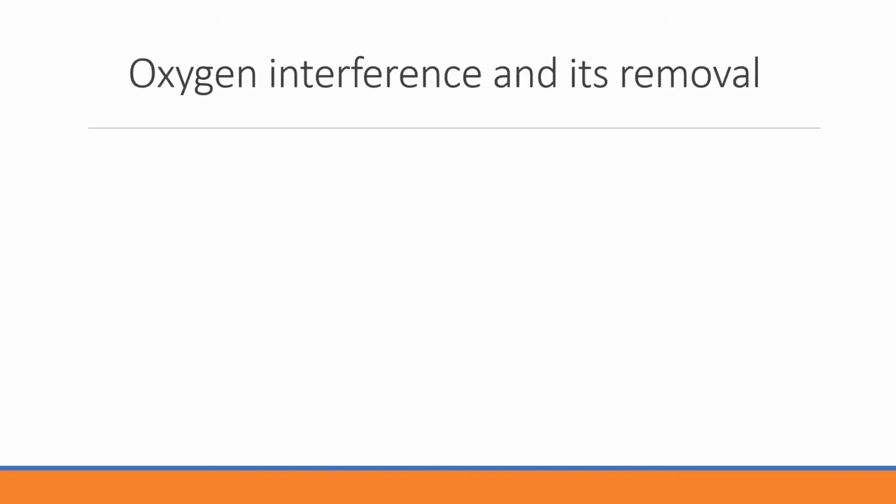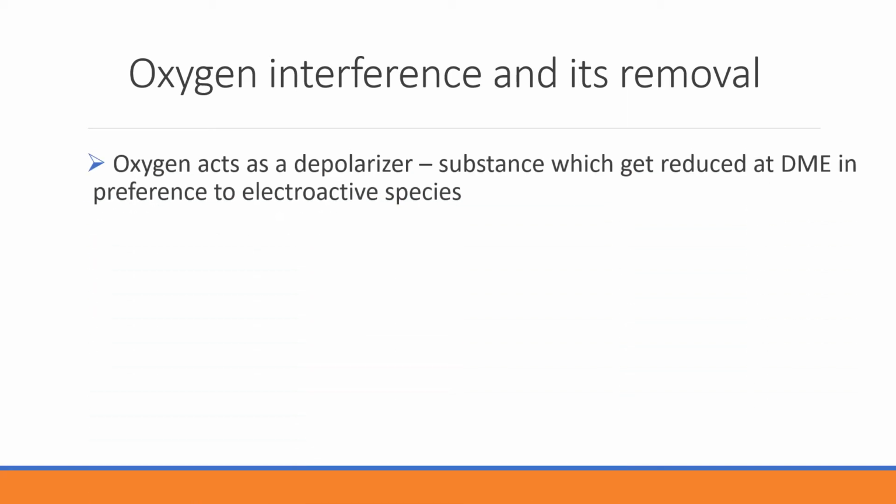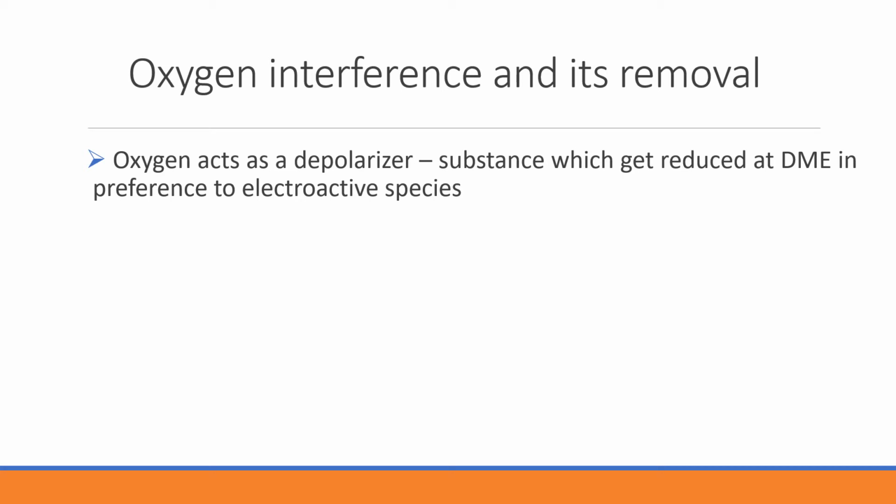First one is oxygen interference. Oxygen which may be present in the sample solution acts as a depolarizer, that is a substance which will get reduced at the working electrode, that is a dropping mercury electrode, in preference to electroactive species. So apart from the polarographic wave of the electroactive species, oxygen waves will also be seen in the polarogram, and therefore it will create difficulty in polarographic analysis.